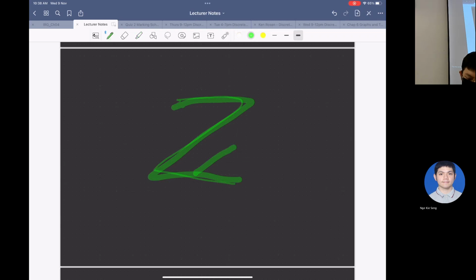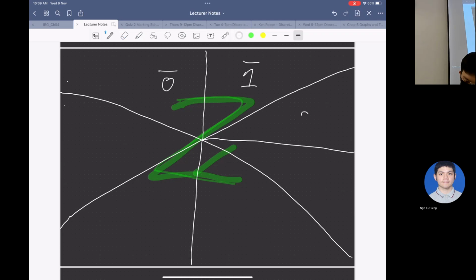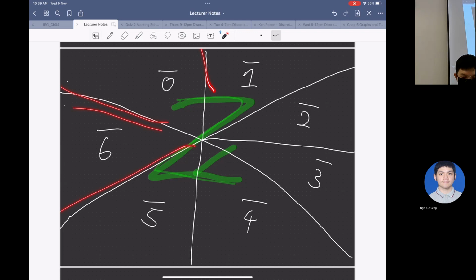This Z will get partitioned into seven parts like this. So it's 0, 1, 2, 3. Imagine it as infinite, with no boundary. So an equivalence class will partition your set.